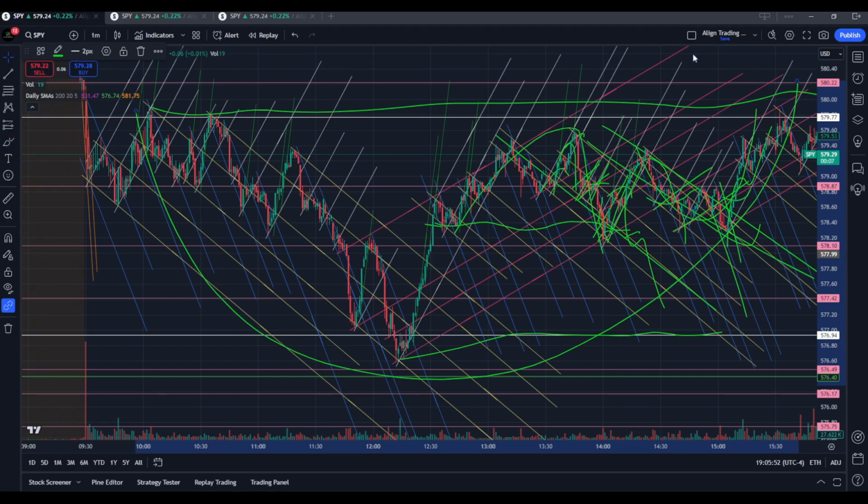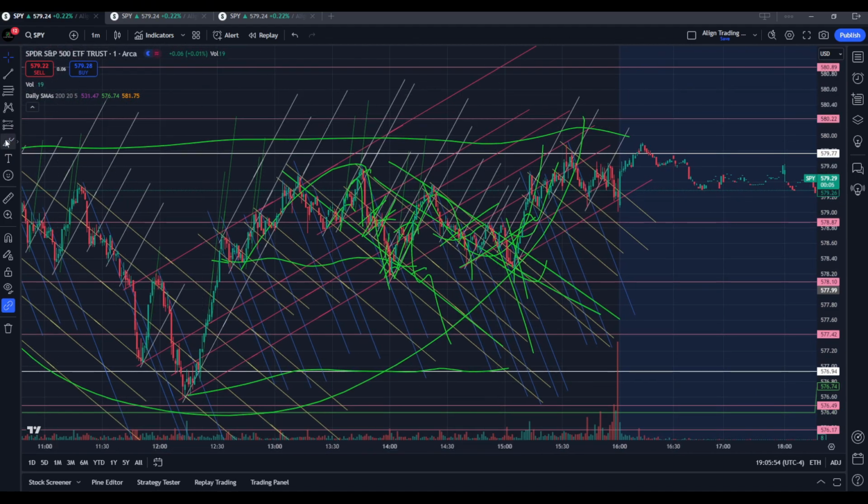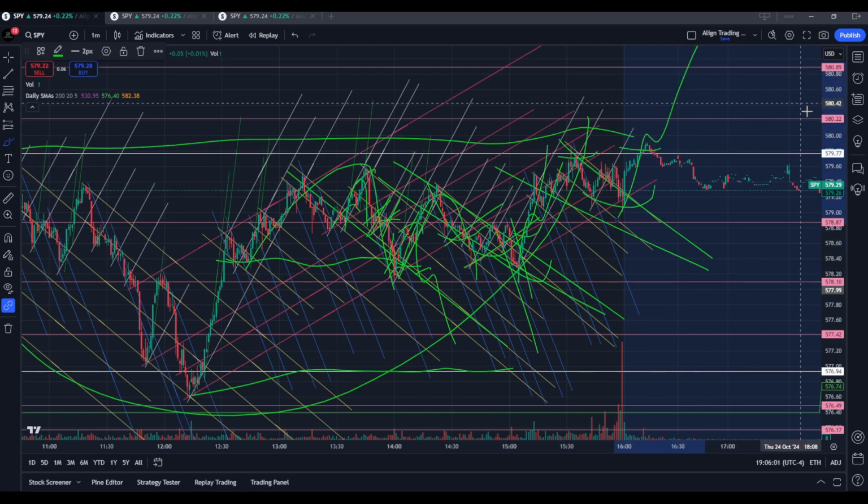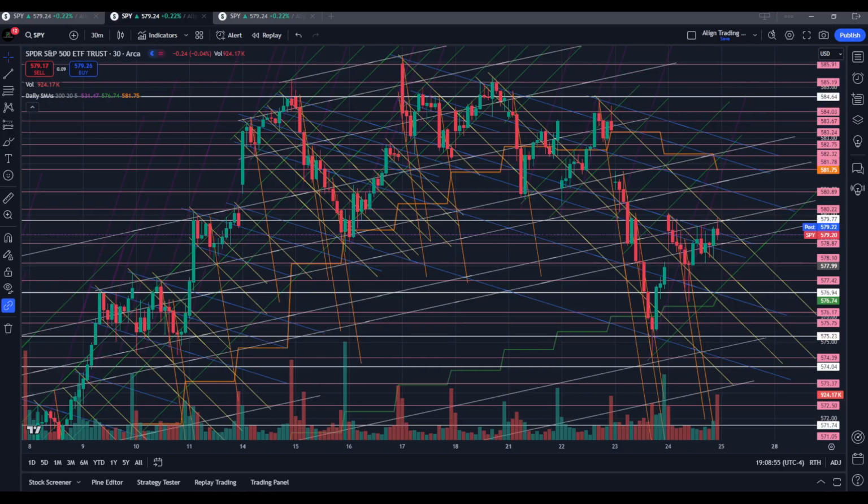Now at the end of the day, we run out of time to see that handle building right here, and we do not get that continuation. Now it is time to go over what to be watching into tomorrow.